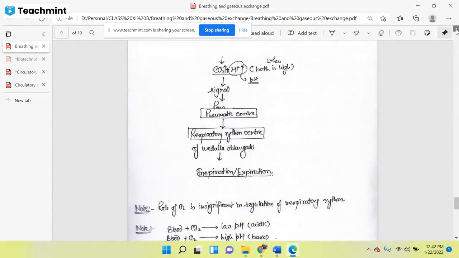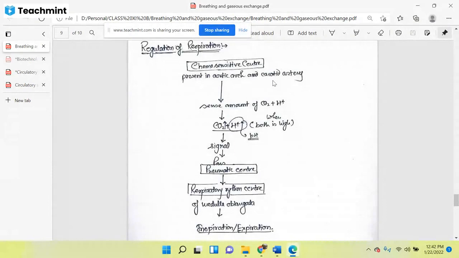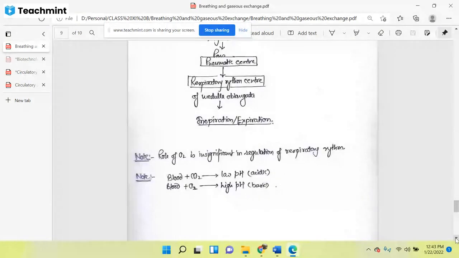Means here you just see these chemosensitive centers are recognizing or sensing the amount of carbon dioxide only. So here there is no role of oxygen while sensing whether the amount of carbon dioxide is less or more, or the amount of oxygen is less or more. So here carbon dioxide is playing a key role, not oxygen. So this point is very important, that oxygen is not playing a significant role in the sensing of the amount of carbon dioxide or oxygen. And how much more oxygen will be needed is decided only by the amount of carbon dioxide. So it has been written here.